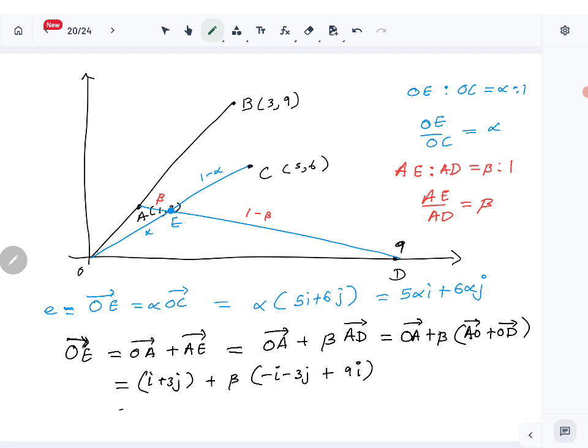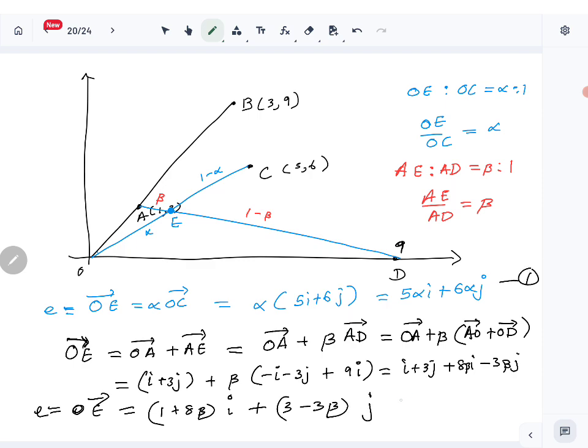So then you can write OE as what? Group the terms. So this will give you what? i plus 3j plus 8i, 8 beta i, minus 3 beta j. So let's group them. So we get what? OE vector as: (1 plus 8 beta) i plus (3 minus 3 beta) j.